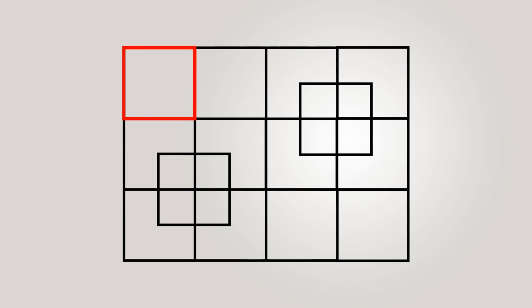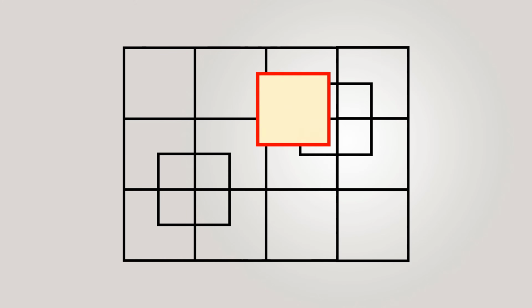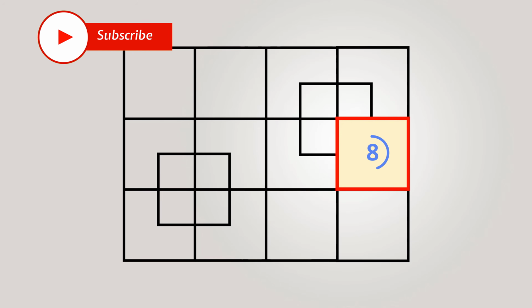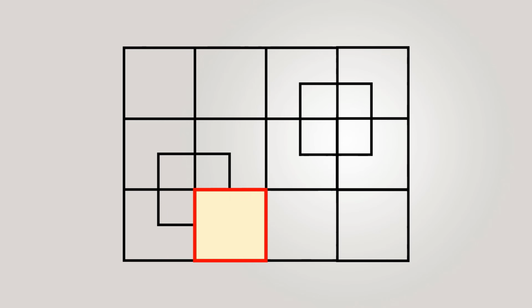Let me count them all for you. 1, 2, 3, 4, 5, 6, 7, 8, 9, 10, 11, and 12. Once we reintroduce overlapping squares, we can count them as well. They would have numbers 13 and 14.